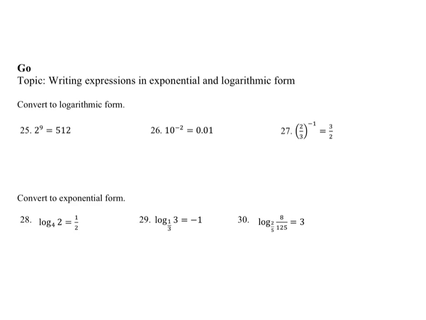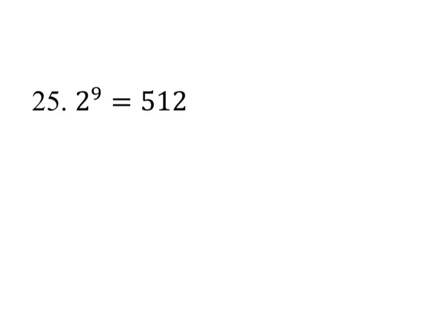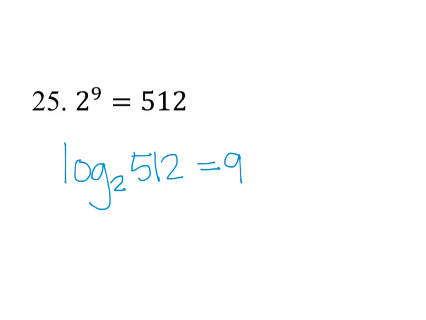Number 25, I want to convert from exponential form to logarithmic form. So that's 25, 26, and 27. 28 through 30, I'm converting from logarithmic form to exponential form. So for number 25, I have 2 to the 9 equals 512. So this is answering the question of what exponent do I put on a 2 to get 512? My exponent is a 9.